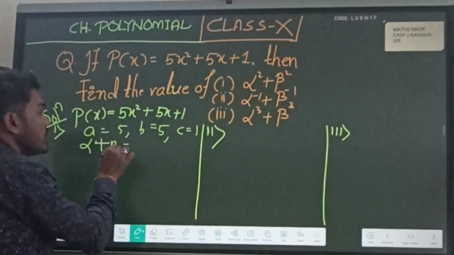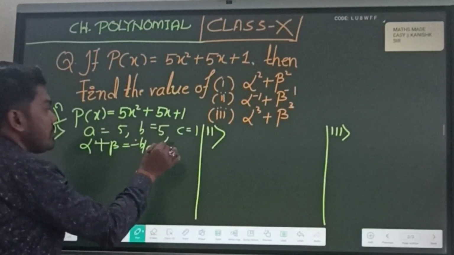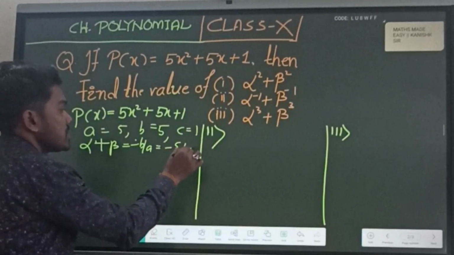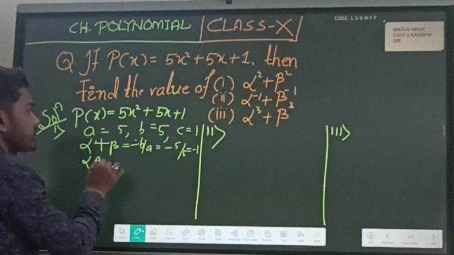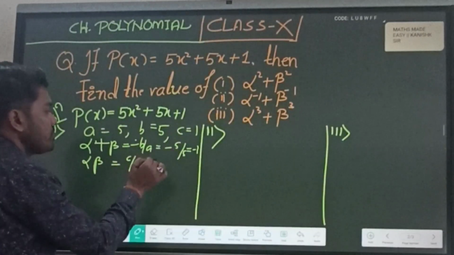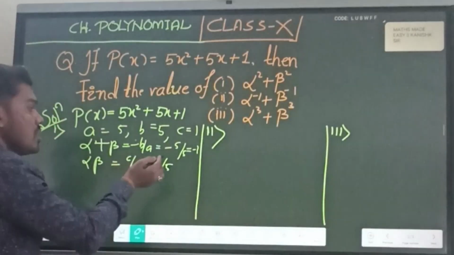You know the relations between the coefficients and zeros of a quadratic polynomial, that is alpha plus beta is equal to minus b by a. So minus b is what, 5, and a is what, 5. So minus 5 by 5 is equal to, students, minus 1. Okay, and alpha into beta is what? Alpha into beta is c by a. c is what here? 1, and a is what? 5. So alpha into beta is equal to 1 by 5.